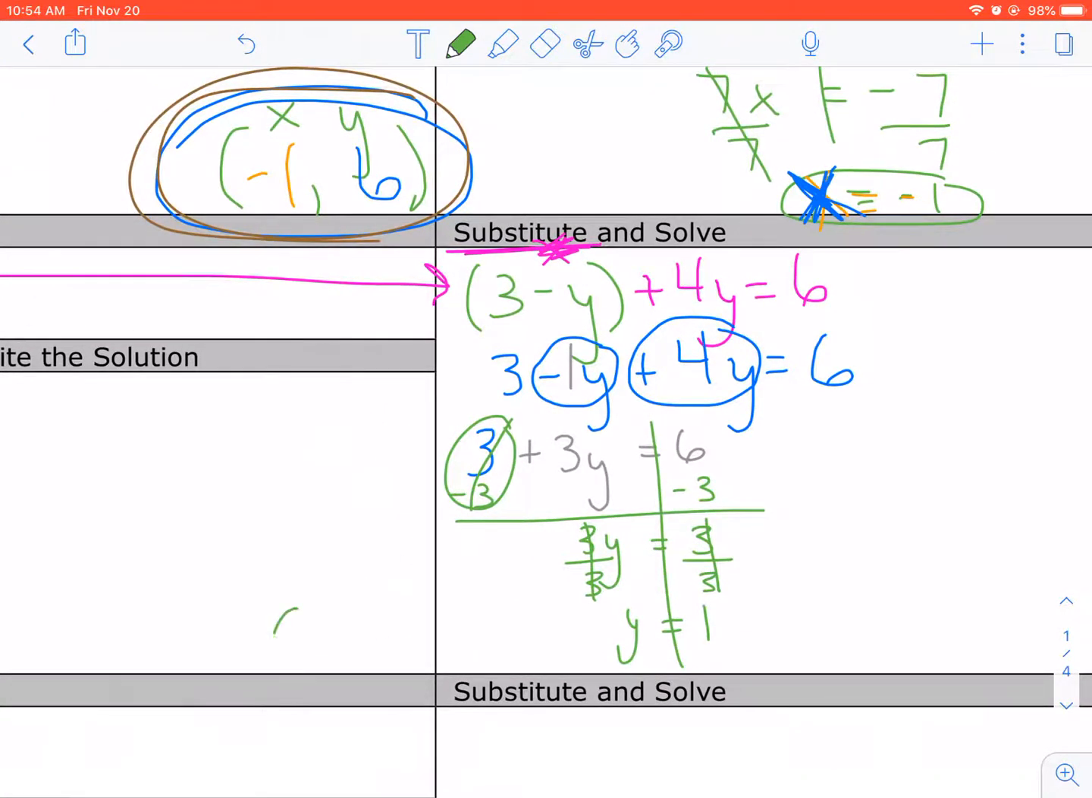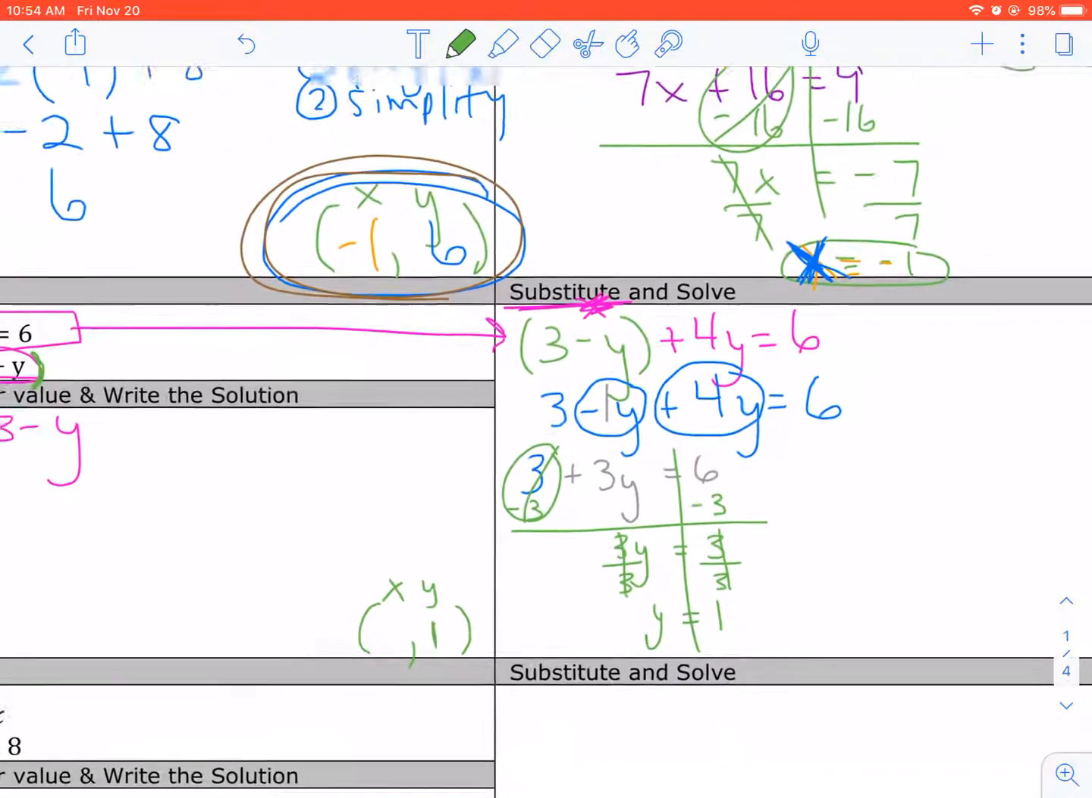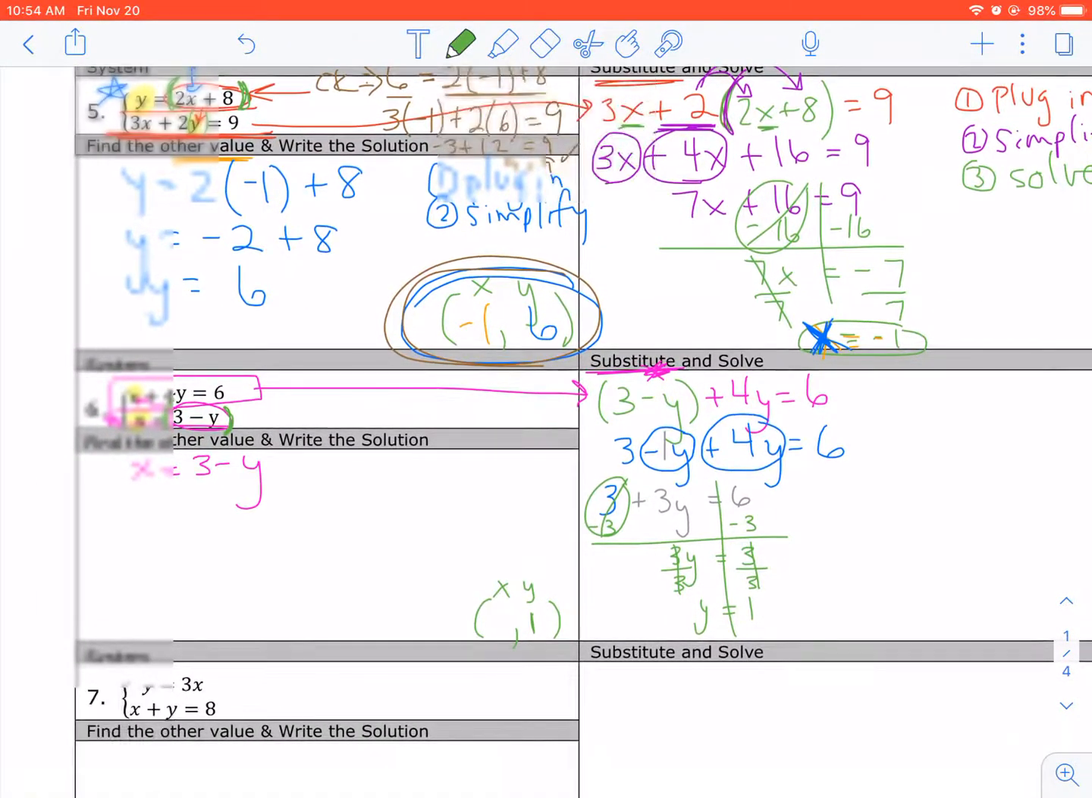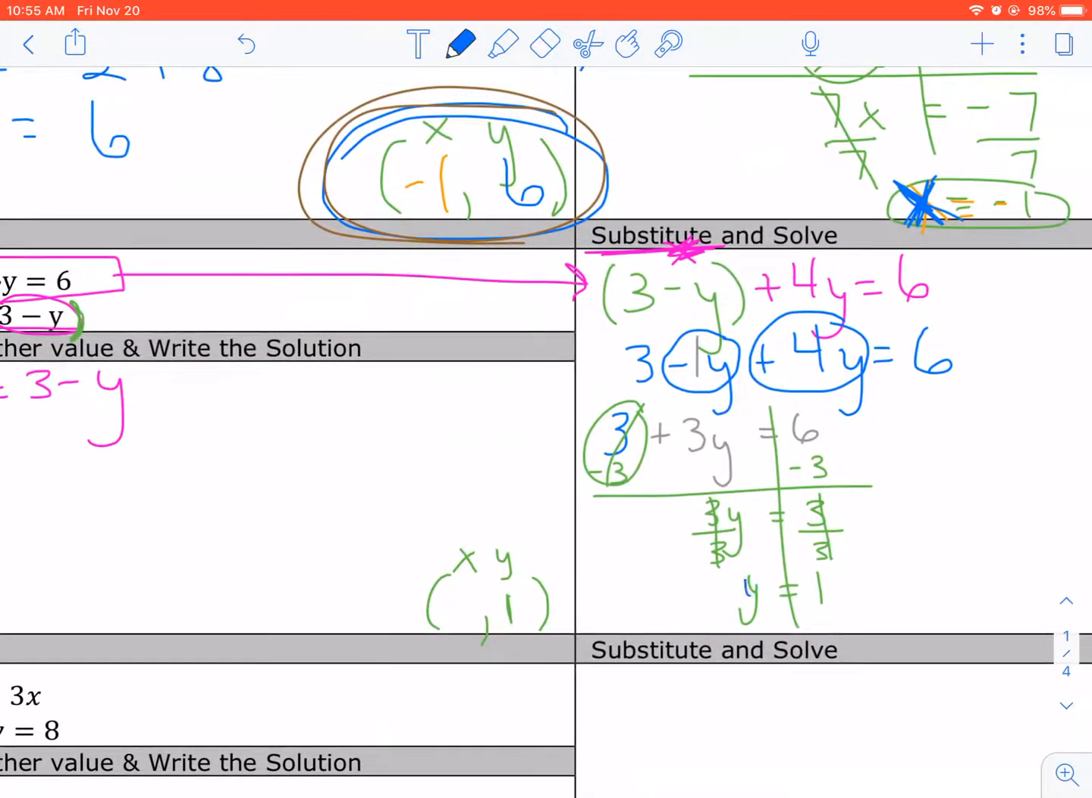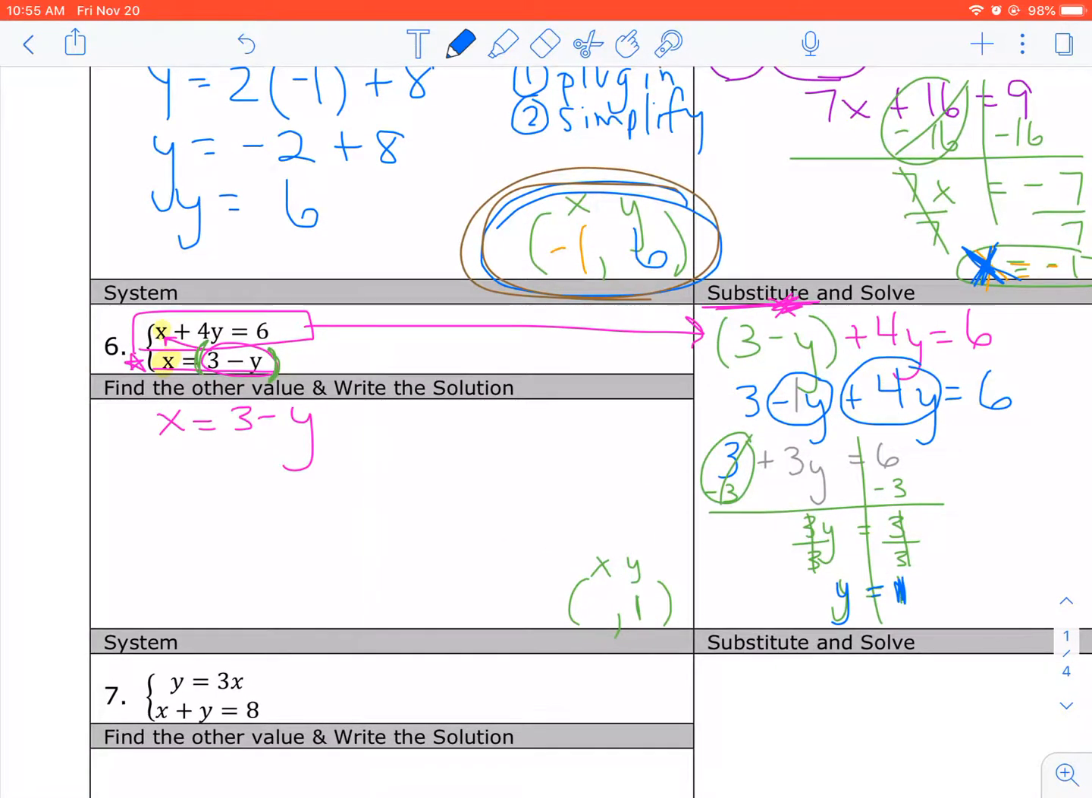Now this is the first part of my final answer. And again, in a point we have x, y. So that y is going to go underneath the y spot. So we have a 1 in the y spot. Now we go to our other equation, the one that started it all, where it said x equals or y equals. And now we're going to plug in what we know. We now know that y equals 1. So in that other equation where we had that y, we know that that's 1. So x equals 3 minus 1. 3 minus 1 is 2. So that means x equals 2. And we put 2 in the x spot. And now we have our final answer right here.